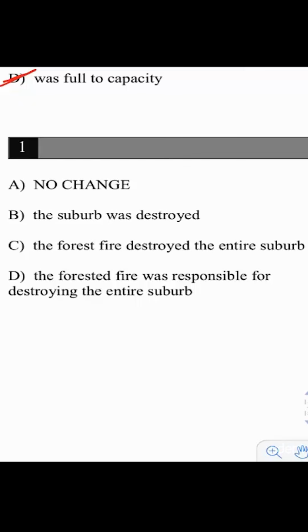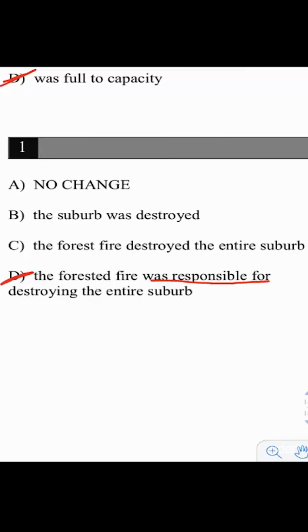But also, I don't see anything wrong with this answer the way it is. So something like D, which is way longer, the forest fire was responsible for destroying, I don't need the was responsible for in that sense. That's just too wordy. So that would be incorrect. So I want to look at the shortest answer that makes sense. So the shortest answer listed is B.